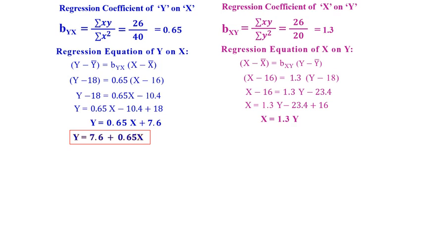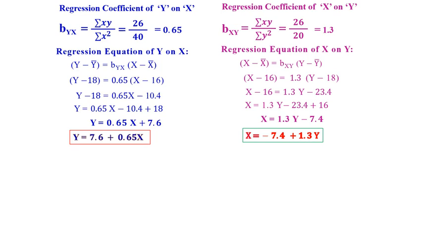So simplifying this, we get x equals 1.3y, minus 23.4 plus 16. So plus and minus are there. We have to subtract, and the minus sign is there for the larger number. Therefore minus 7.4. Writing this in the form x equals a plus by, we can write x equals minus 7.4 plus 1.3y. So this is the equation of x on y.